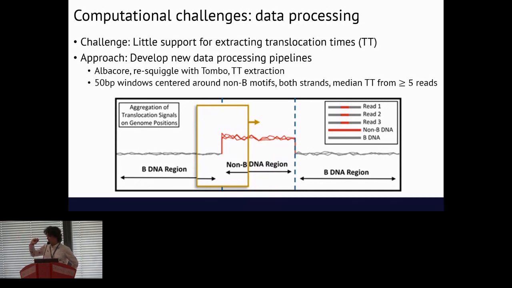Most of the results I'm going to show, besides the data analysis results where we wanted a longer context, are 50 base pair windows centered around a non-B motif. We're going to look at both strands and only non-B windows that had at least 5 reads. We're going to take the median translocation time because they're quite noisy, actually.